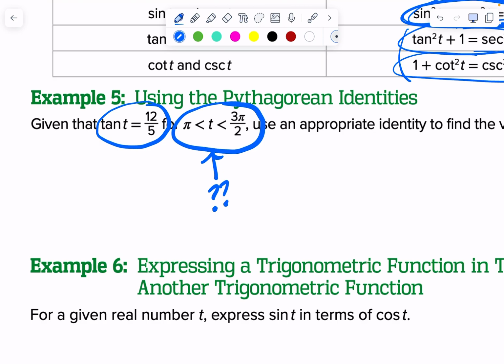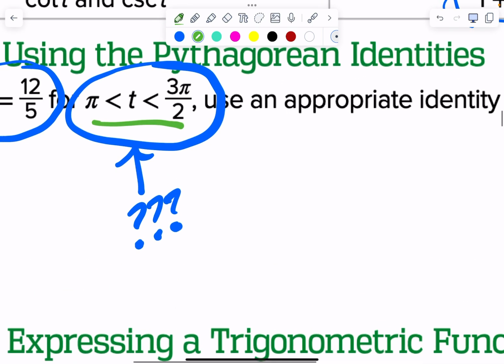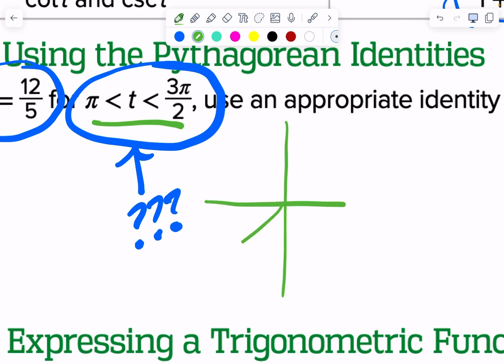What the heck? Pi to 3 pi over 2. What does that mean? That tells me 180 and 270. So that tells me that we are in the third quadrant. We have got something going on in the third quadrant, right?